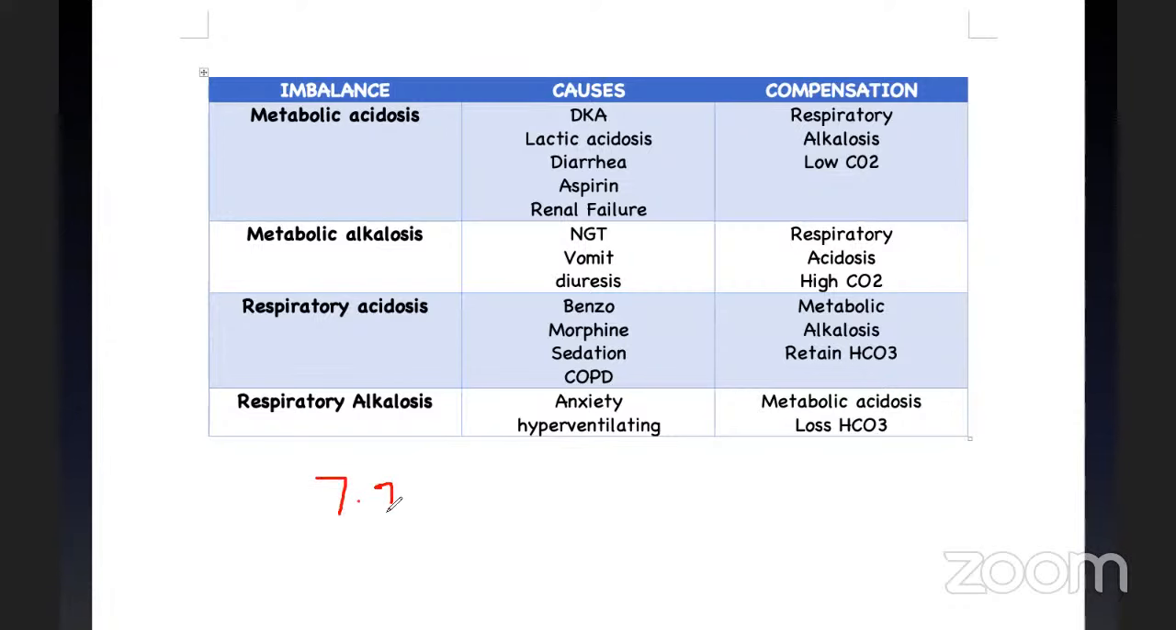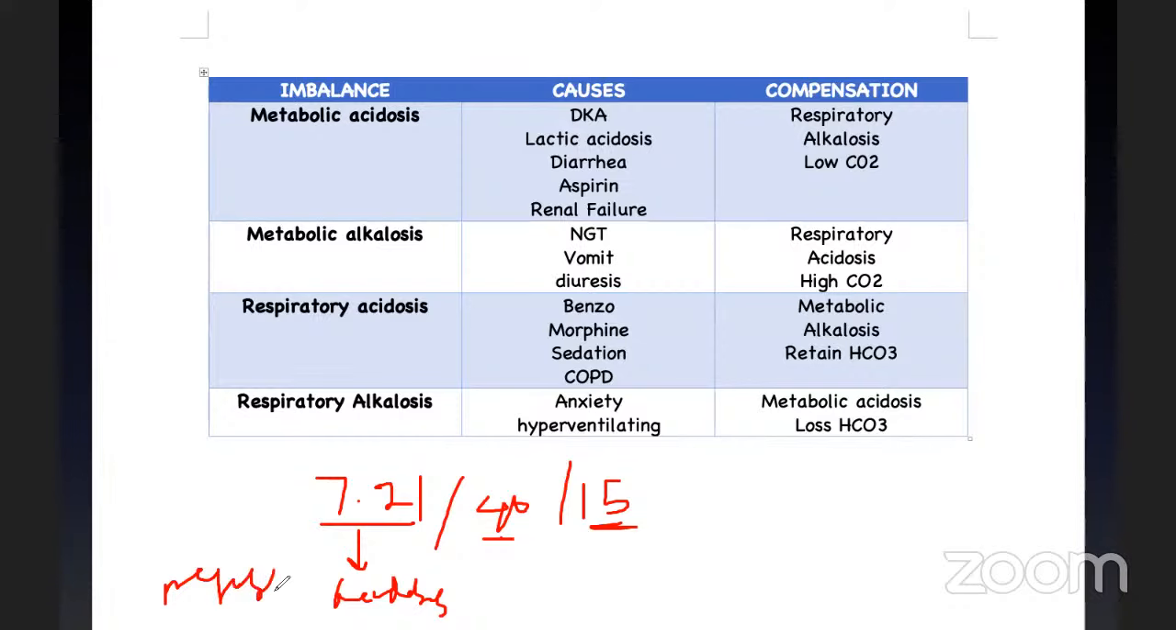If I give you 7.21 and I make this 40, I make this 15. This is an acid. So I have an acidosis problem. What is the problem? Is this the problem? No, because it's normal. Therefore, I know it's the bicarb. So this is metabolic acidosis. What should be my compensation? Rewrite it. Metabolic should be respiratory, and acidosis should be alkalosis.